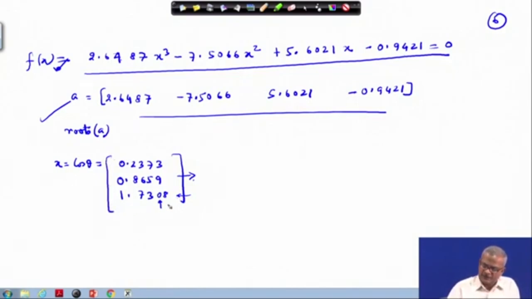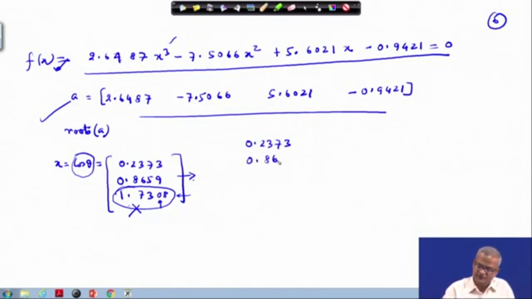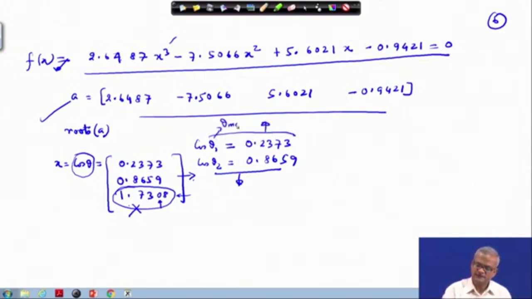Okay. Now, you can see that out of these three, because it is a third order polynomial, you will have three roots, and this one is not acceptable. Cos theta cannot be greater than 1 or less than minus 1. Okay. And therefore, this is rejected and we are left with 0.2373 and 0.8659. So, this is the cos theta 1 value you are getting, say this is cos theta 1 and this is cos theta 2. So, this corresponds to minimum value of theta and this corresponds to maximum value of theta. So, this corresponds to theta max and this one corresponds to theta min.